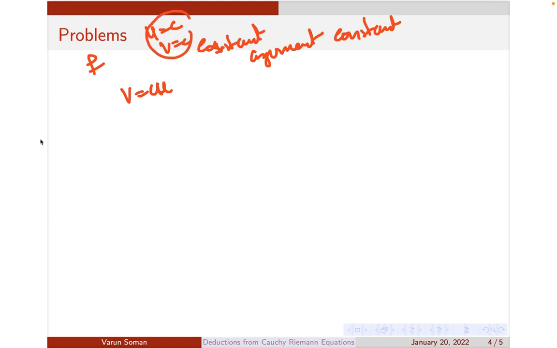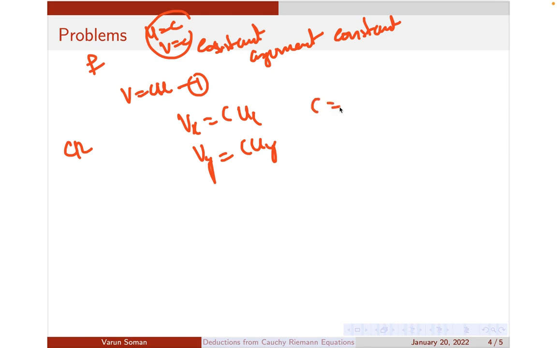It's very simple. You bring in the CR equations. For that you need ux, uy, vx, vy, just like the previous problem. So what will you get? You will get vx is equal to c into ux and vy is equal to c into uy, by actually differentiating this function with respect to x and y. Now look at the two equations. Can you bring out a common factor? It is c. So the value of c is actually vx by ux, which is the same as vy by uy.